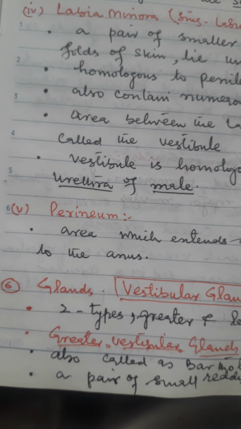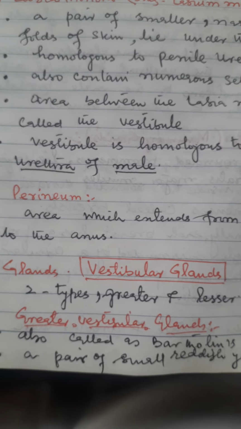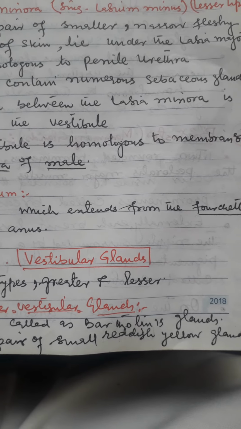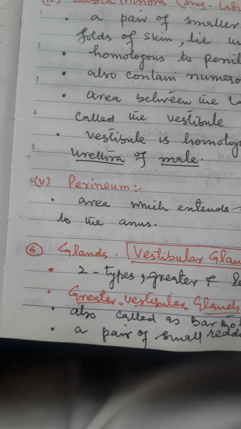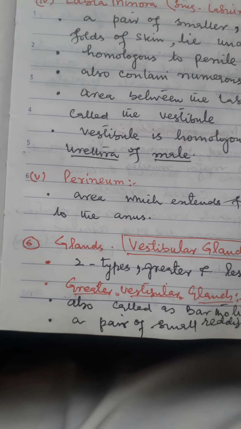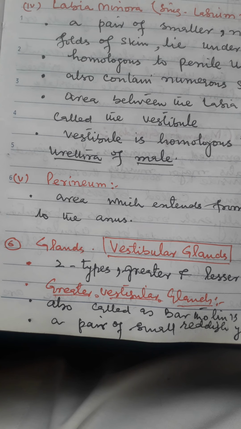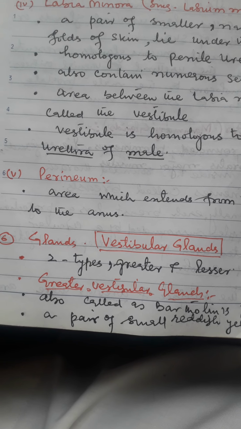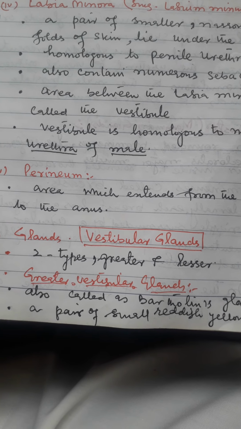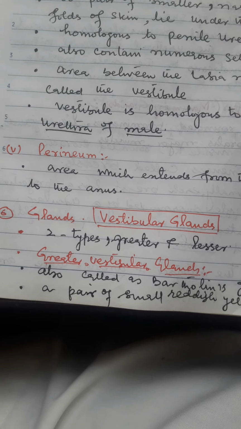Now the fifth part is perineum. It is the area which extends from the fourchette to the anus. Now other parts of female reproduction are glands, or simply vestibular glands. These are of two types: greater vestibular glands and lesser vestibular glands.